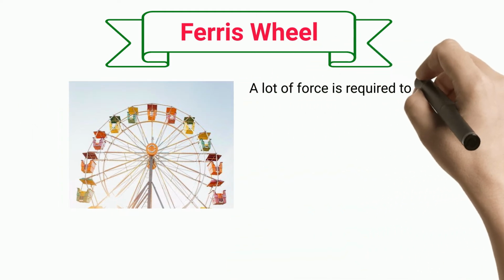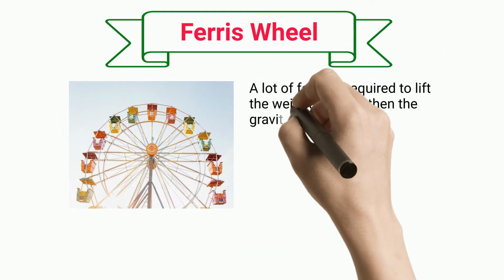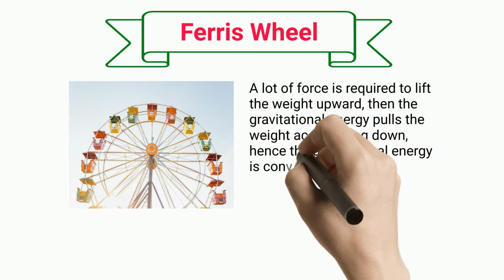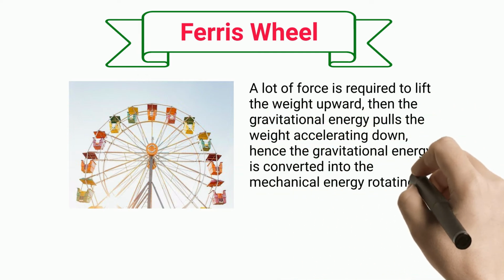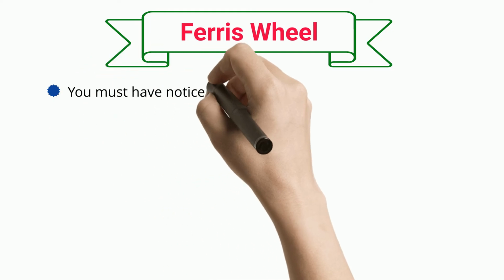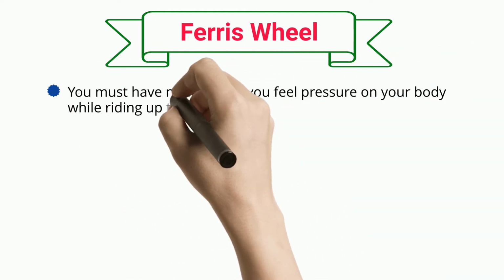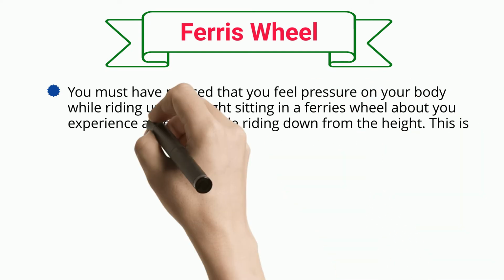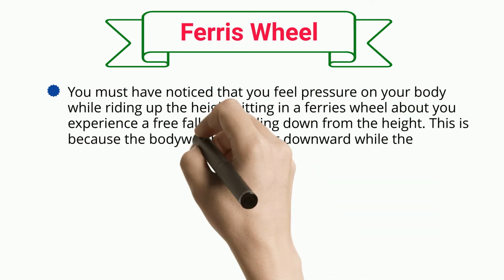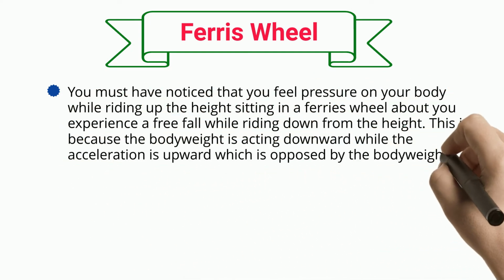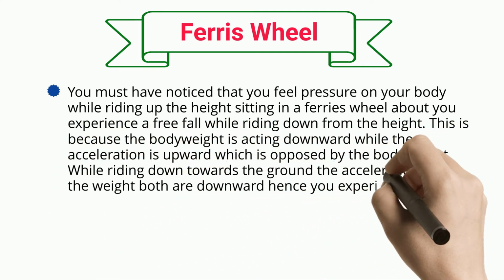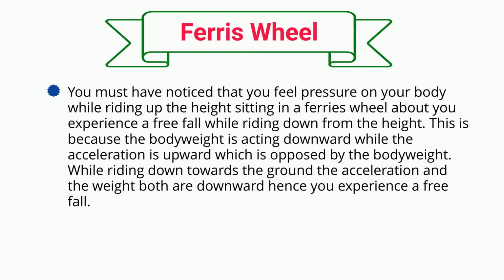Ferris wheel. A lot of force is required to lift the weight upward, then the gravitational energy pulls the weight accelerating down, hence the gravitational energy is converted into the mechanical energy rotating the wheel. You must have noticed that you feel pressure on your body while riding up the height. Sitting in a Ferris wheel, you experience a free fall while riding down from the height. This is because the body weight is acting downward while the acceleration is upward, which is opposed by the body weight. While riding down towards the ground, the acceleration and the weight both are downward, hence you experience a free fall.